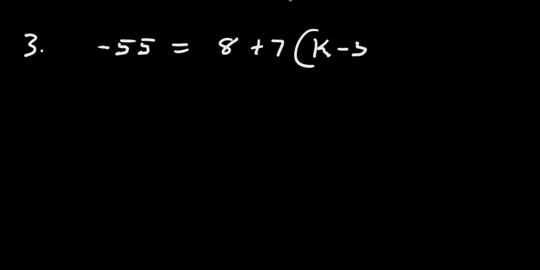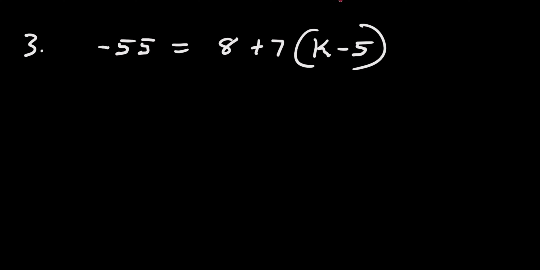If we have negative 55 equals 8 plus 7, open parenthesis, k minus 5.